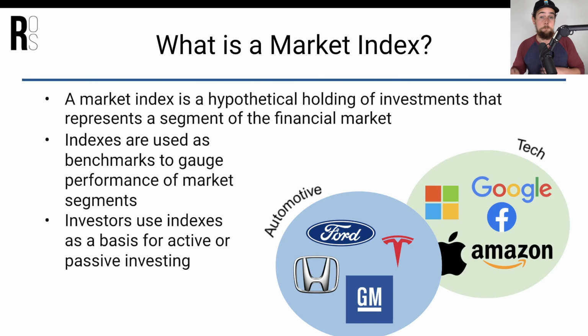For example, there's indexes out there that track technology, and this would be showing you the aggregate performance of stocks like Google, Facebook, or Amazon. And for another example, there's indexes out there that track the automotive industry that would give you the aggregate performance of stocks like Honda, General Motors, Tesla, and Ford.